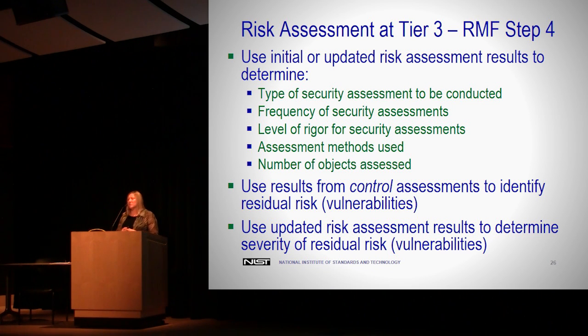And the number of objects assessed. All of these things, when you get to doing your assessments in step 4, you make these determinations and put them in your security assessment plan, and the risk assessment can help you make these determinations. That's the whole point here. You can also use the results from your control assessments to help you identify residual risks or vulnerabilities. So we have a back and forth, two-way communication going here. We're using the risk assessment to inform how we do our security assessments, and then when we get that result, we can go back and assess the risk of some of the problems we might have found with some of our control implementations.